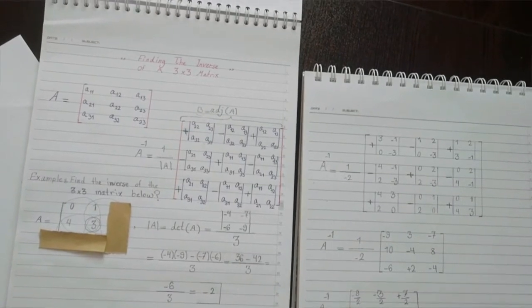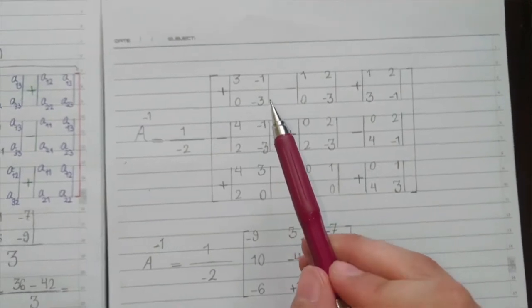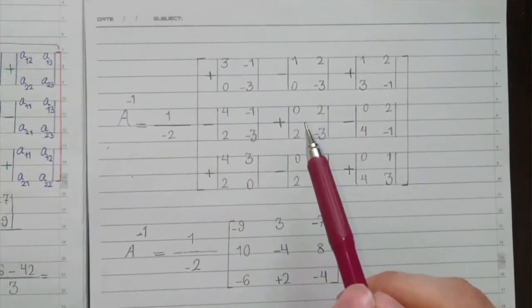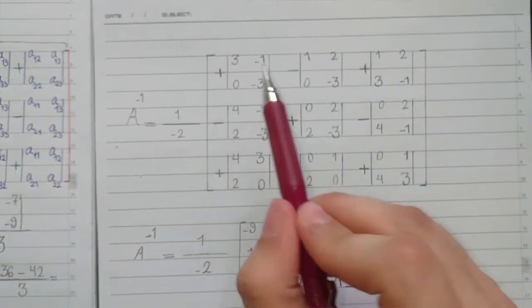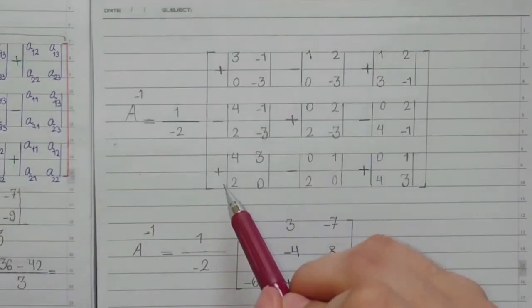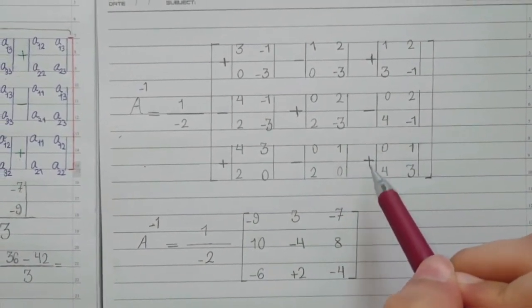And about the signs, we know that the first entry is positive and we alternate the signs. So it's going to be positive, negative, positive, negative, positive, negative, positive, negative, and positive here.